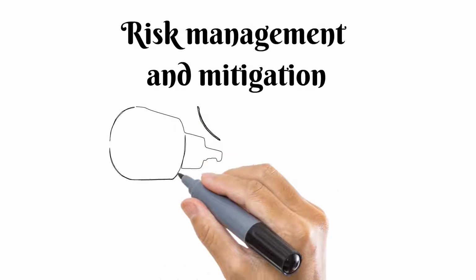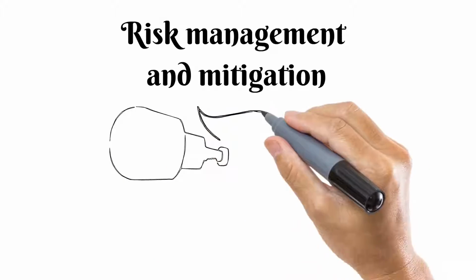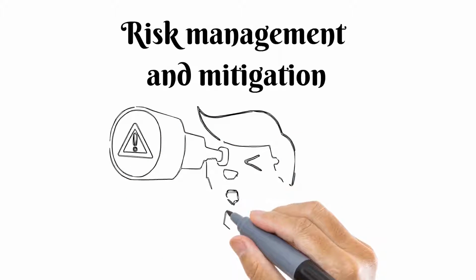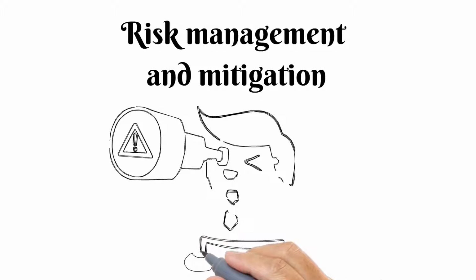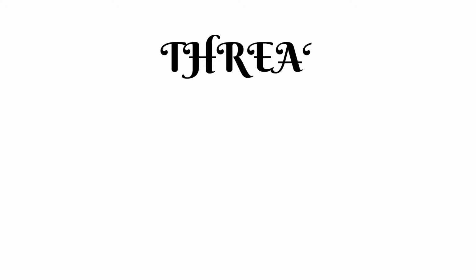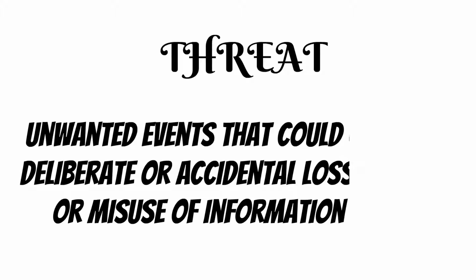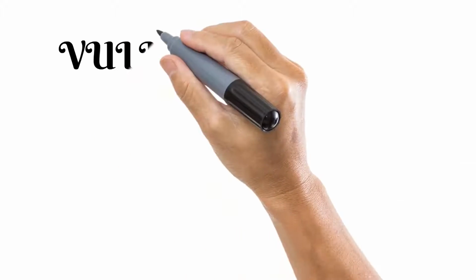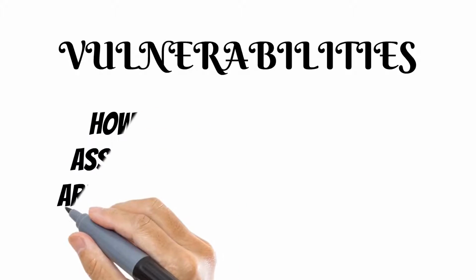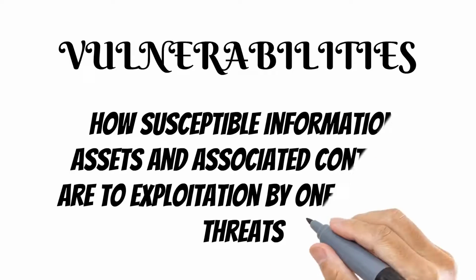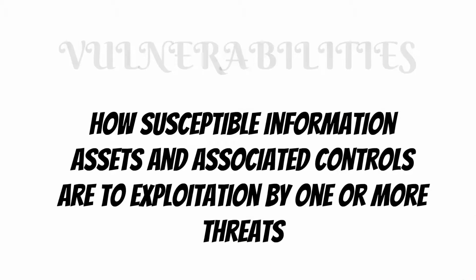After appropriate asset identification and valuation has occurred, risk management and mitigation of risks to those assets involves the analysis of the following issues. Threats: unwanted events that could cause the deliberate or accidental loss, damage, or misuse of information assets. Vulnerabilities: how susceptible information assets and associated controls are to exploitation by one or more threats.